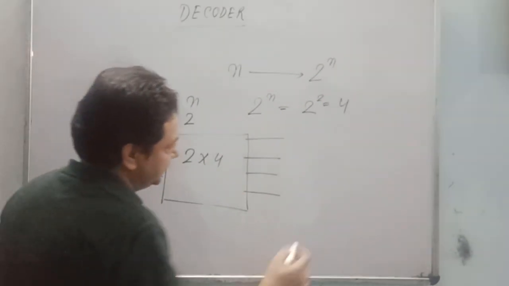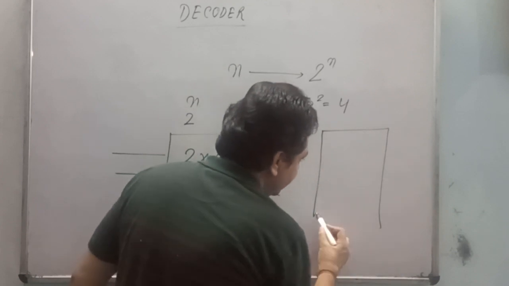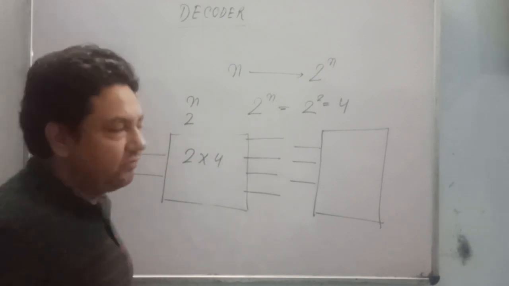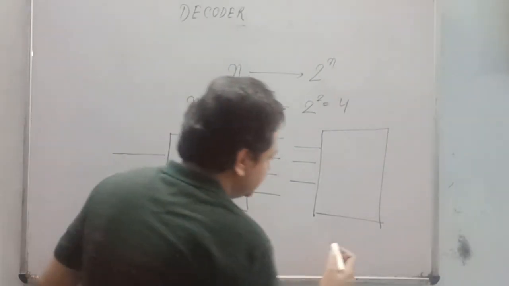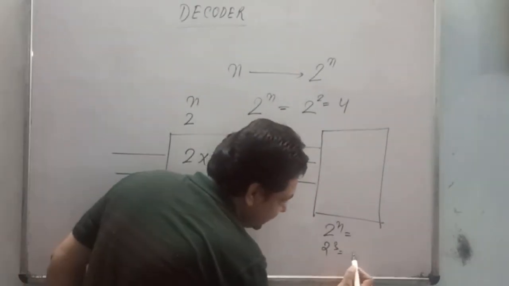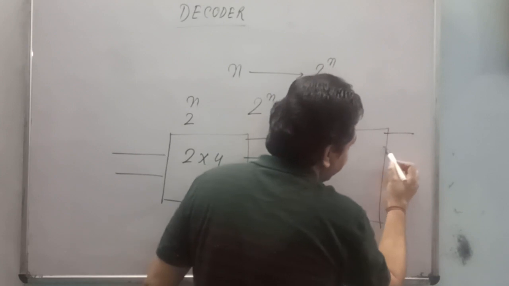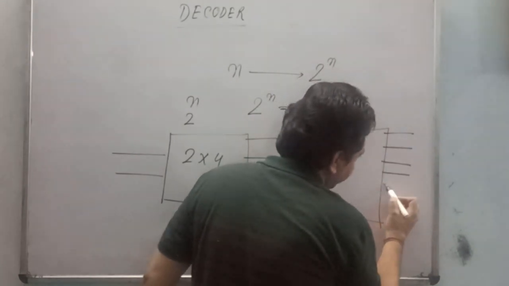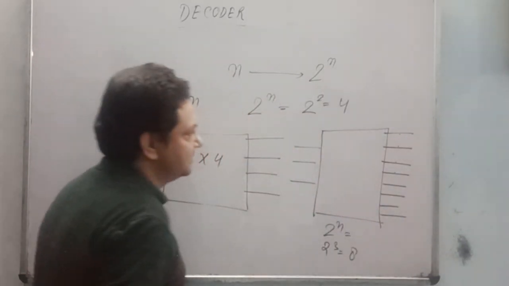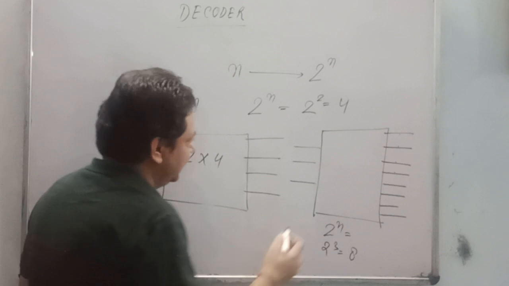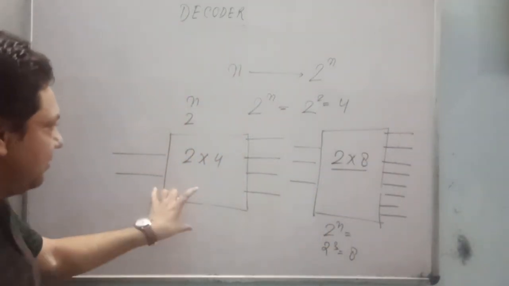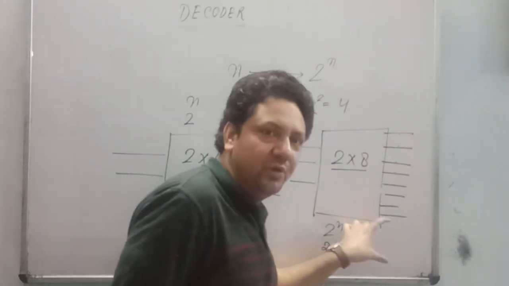Next, I am showing one more example of the decoder. Suppose this decoder is accepting 3 input lines. According to the formula of 2 to the power n, here n is 3, so 2 to the power 3 is equal to 8. Obviously it will have 1, 2, 3, 4, 5, 6, 7, 8 output lines. So this is a block diagram of 3 cross 8. This is the block diagram of the 2 into 4 decoder, and this is the block diagram of the 3 into 8 decoder.